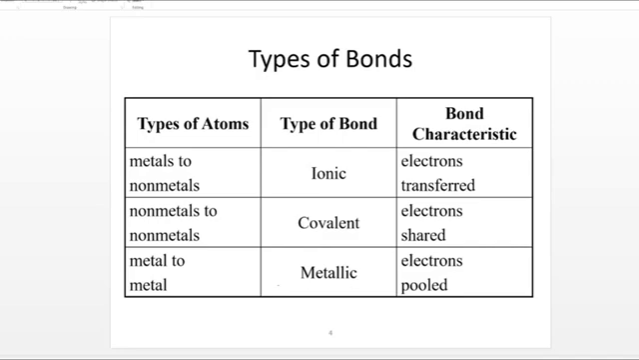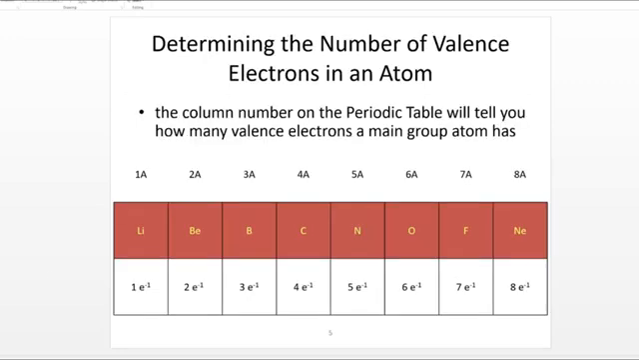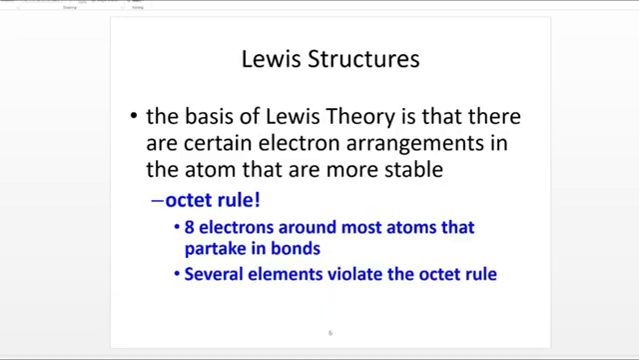Basically, if you have a copper wire or a piece of iron, the electrons are pooled together throughout the atoms in that sample. Based on the periodic table, we can determine the number of valence electrons in an element based on its group. So 1A has 1 valence electron, up to 8A, which has 8 valence electrons, or a full shell. The noble gases are non-reactive and pretty stable. So the octet rule is that there are 8 electrons around most atoms that partake in bonds.